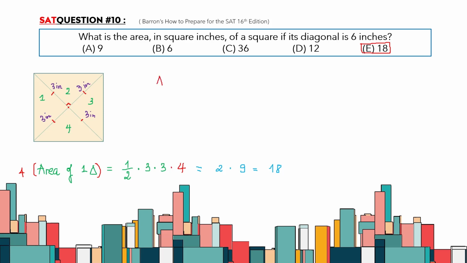So we see the area of a square is the same thing as the area of 4 pieces. It's the 4 triangles.